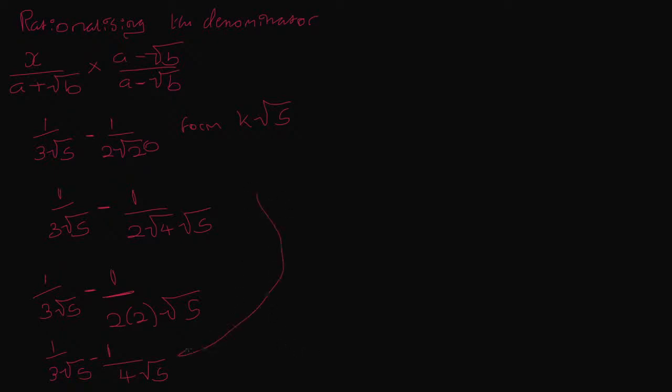So we're going to move this up here. We'll do 1 over 3 square root of 5 minus 1 over 4 square root of 5. Then we'd have 4 minus 3 over 12 square root of 5 because we multiplied them. Here we cross multiplied, or we multiplied each of them to get the common denominator, and now we're going to multiply this. After we do it, we'll have 1/12 square root of 5.